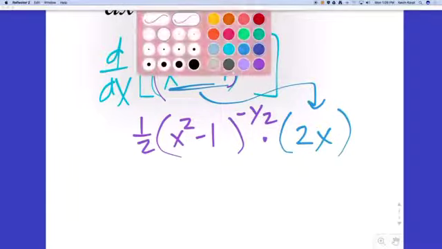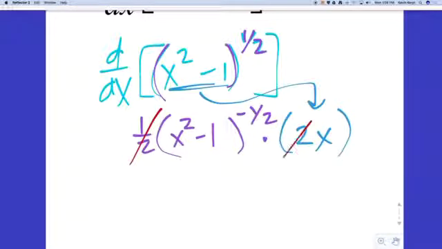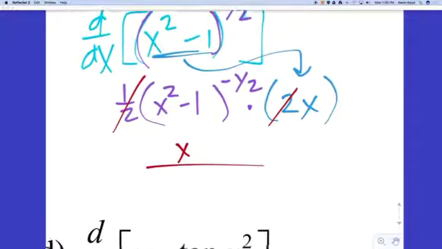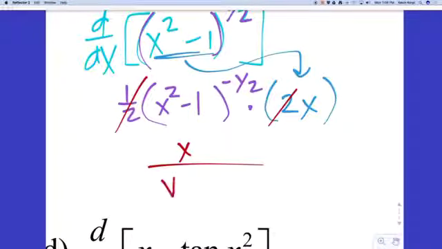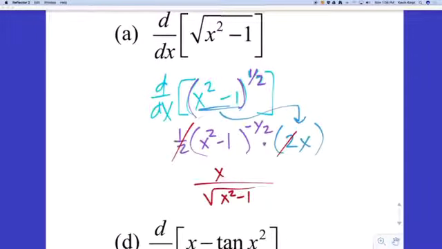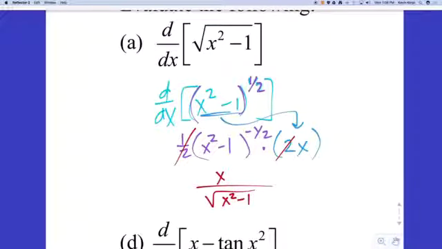And things do happen nicely here. The 1/2 and the 2 divide out. You're left with an x in the top. And if you clean up that other factor, you're left with the square root of x squared minus 1. So there it is. That is the derivative of the square root of x squared minus 1. Chain rule, composite function. 2 layers, 2 factors.